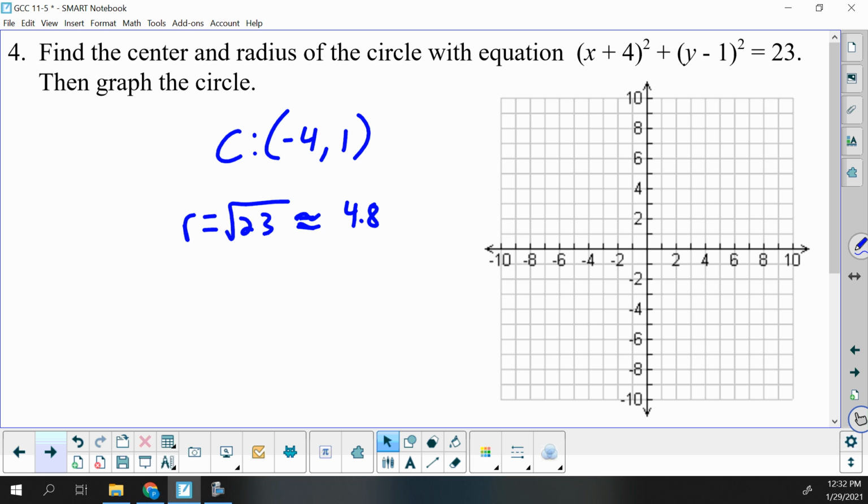We've got negative 4, positive 1 is our center, and we're going to go out 4.8 in each direction. There's about 4.8: 1, 2, 3, 4, and then 0.8. Same in each direction.